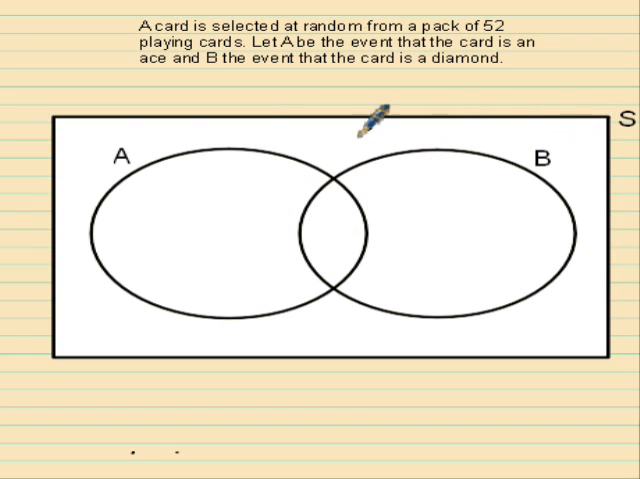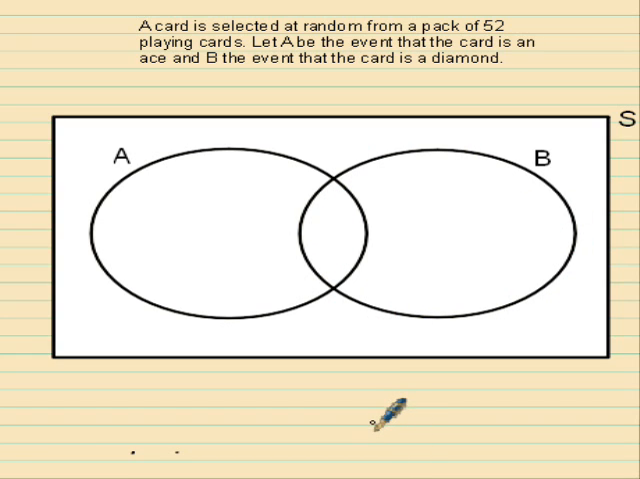So we can see here the sample space, and this contains all 52 outcomes. We can see the closed curve here, and this contains all of the outcomes of event A. In other words, that the card is an ace. So this closed curve will contain 4 outcomes because there are 4 aces. Whereas this closed curve here, B, is the event that the card is a diamond. So this closed curve will contain 13 outcomes.